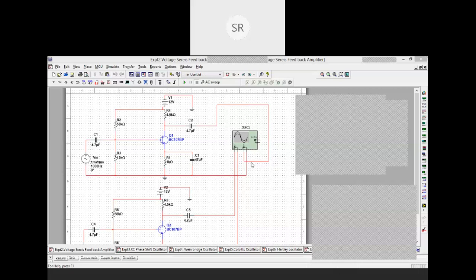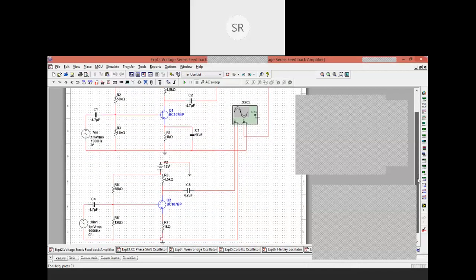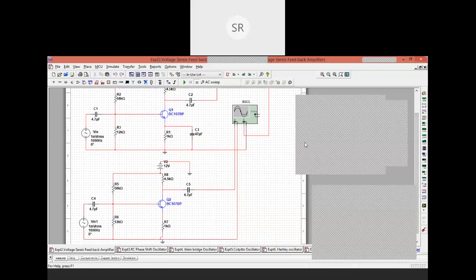Here you are watching two circuits. The topmost circuit is the voltage series feedback amplifier without feedback. The bottommost is the voltage series feedback amplifier with feedback. What is the difference? Without feedback, you have a bypass capacitor across the bypass resistor. With feedback, you have the resistor alone.